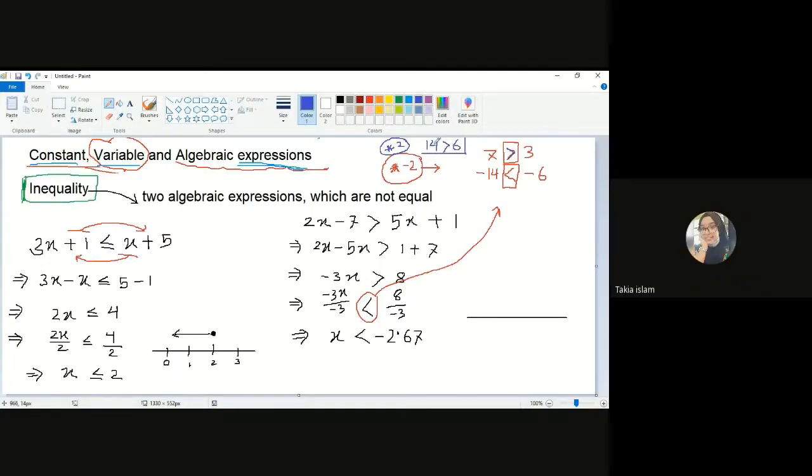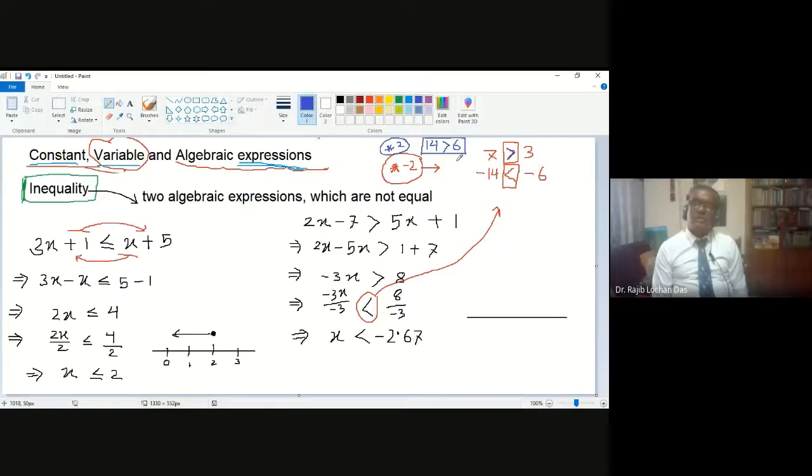Sir, if we multiply, then it will change. But if we divide, then it also changes. Yes, it is also changed. Yes. So think like that.